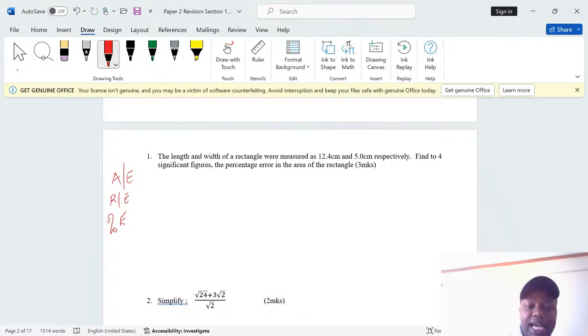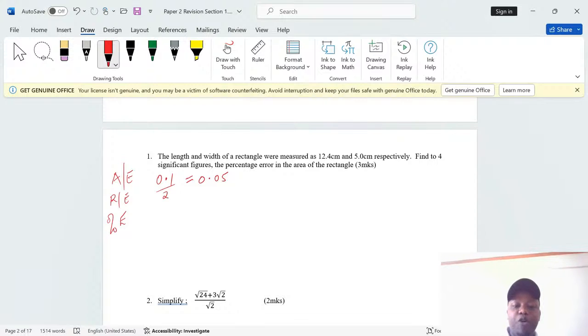Therefore, I will talk about the length, which has been recorded to 1 decimal place. If the recording is to 1 decimal place, then the relative error in the recording is when we take 0.1 because of the 1 decimal place and divide by 2. This gives us 0.05. Therefore, the relative error in the recording of the length of this rectangle is 0.05, and the width, which is also to 1 decimal place, will have the same relative error of 0.05.